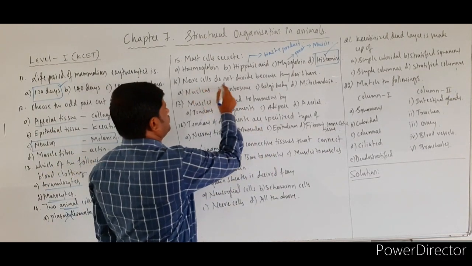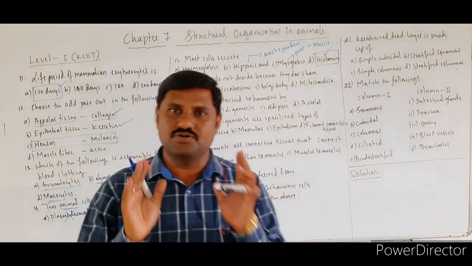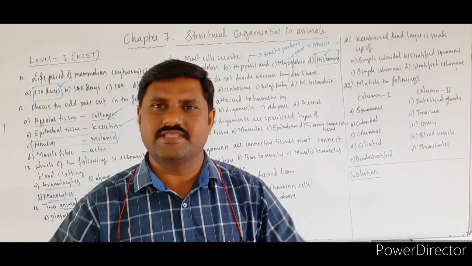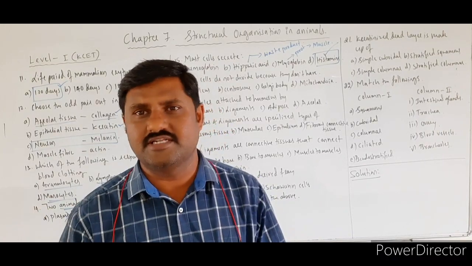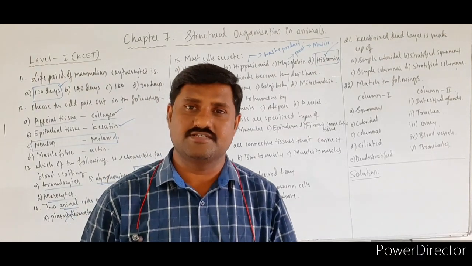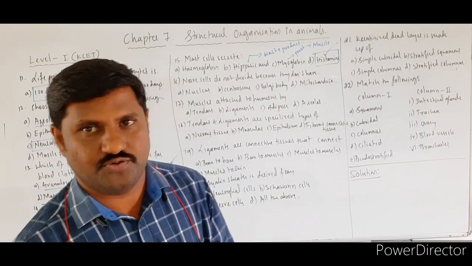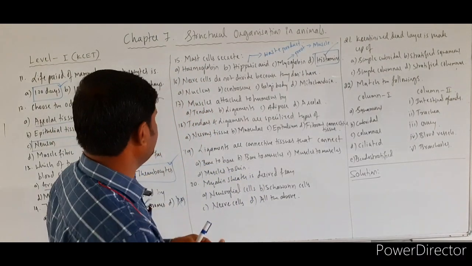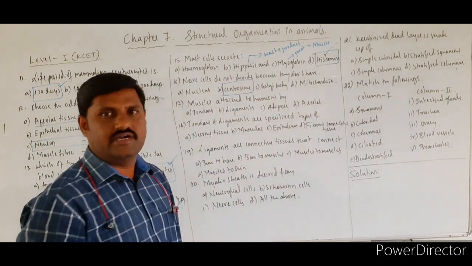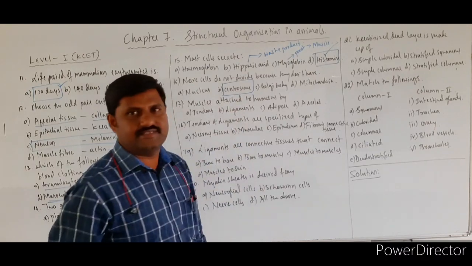Next one. Nerve cells do not divide because they don't have. Of course, nerve cells do not duplicate or divide themselves. Why do they not divide? How do they differ from the normal cells which undergo division usually? Right? So the question arises. Usually these nerve cells do not have one of the cell organelles, that is centrosome. So centrosome is absent in these cells. That's why these cells do not undergo division. Because centrosome is totally absent, that's why the answer is centrosome.